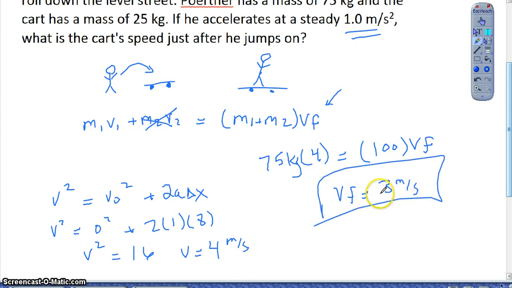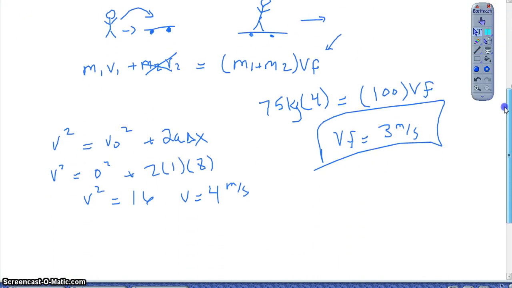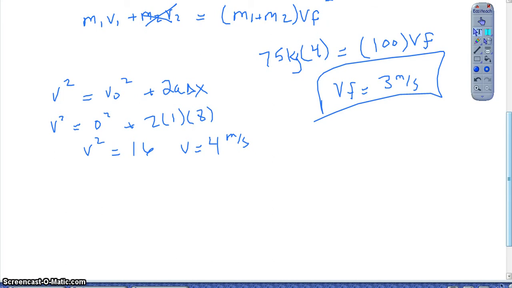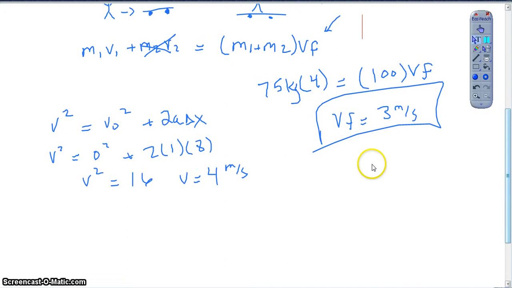Notice it did end up being positive, which tells us it goes in the same direction that he was originally going. But again, the big concept I want you to be comfortable with here is that this is a collision where they stick together. The next section will actually redefine those for you, but this is what we refer to as a perfectly inelastic collision. Anytime two objects stick together, we refer to it as a perfectly inelastic collision, but hopefully nothing too tricky there.